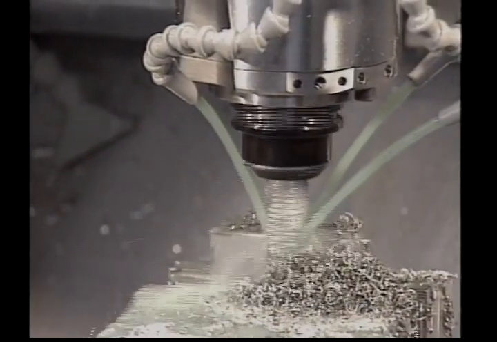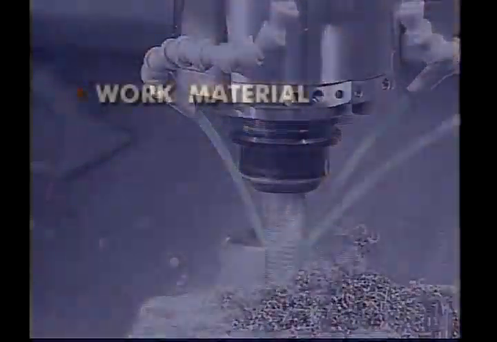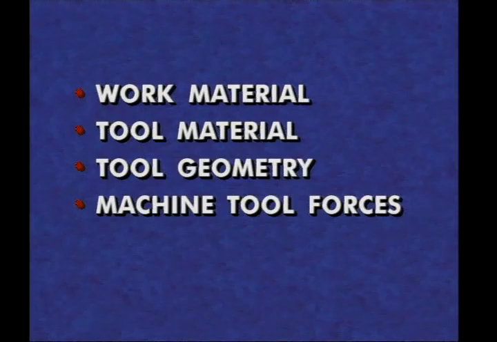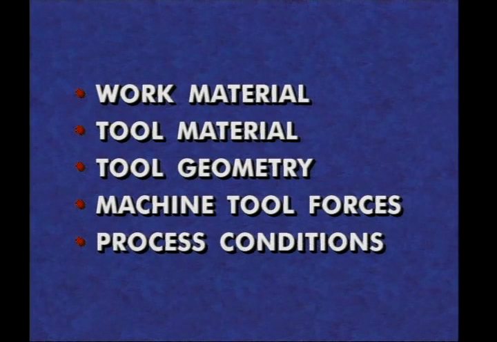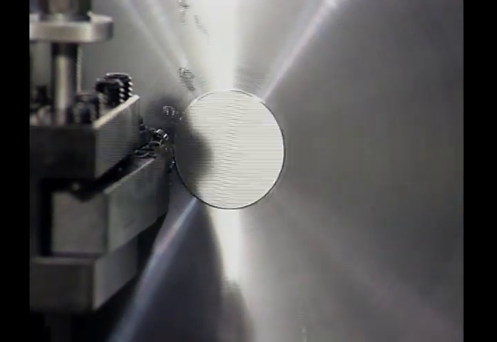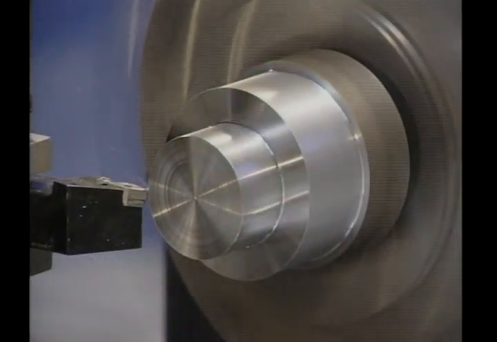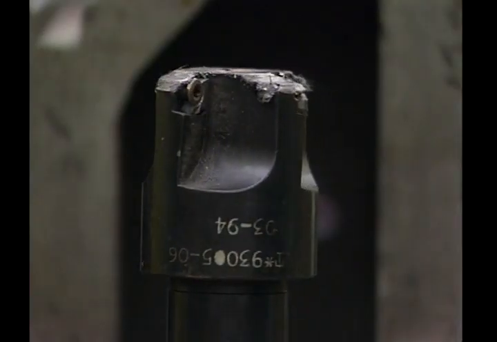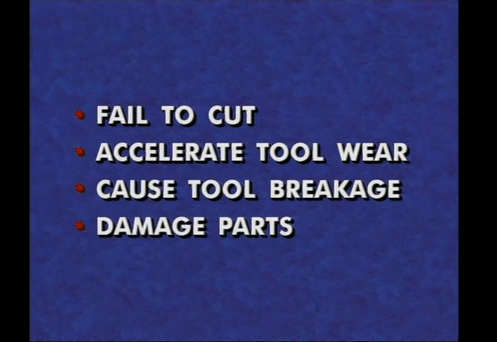How that material failure and chip formation takes place is influenced by the work material, the tool geometry, the forces applied by the machine tool, and various conditions in the process, such as heat and vibration. An efficient cutting tool geometry is one that minimizes heat in the cut and achieves a cool, properly formed, manageable chip while cutting the given workpiece material. Using the wrong cutting tools for a given operation may cause the tool to not cut at all, wear the tool out too quickly, break the tool, damage a workpiece, or fail in other ways.